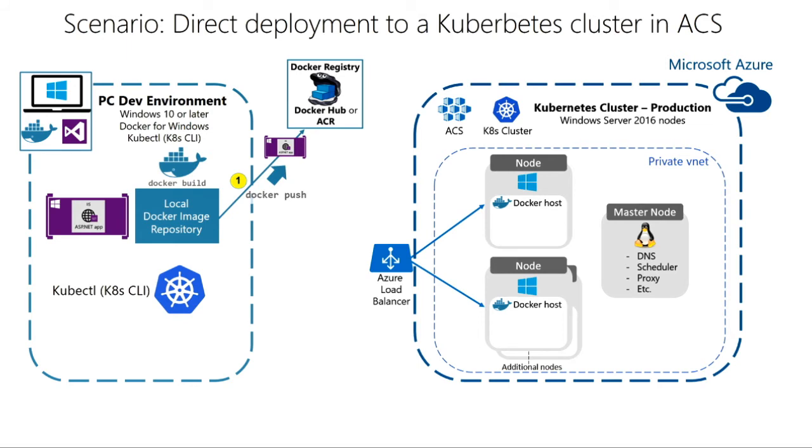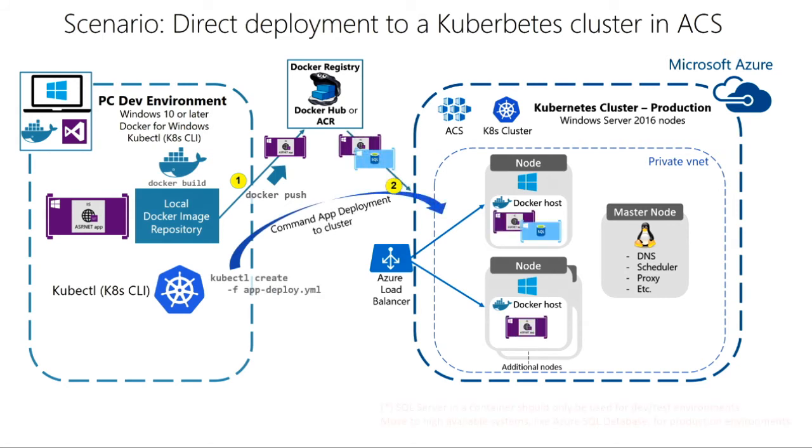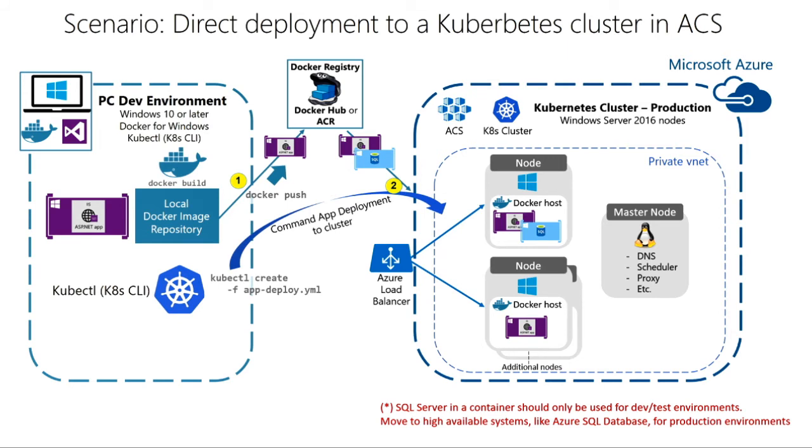In the case of Kubernetes, the master node is always Linux, and then the nodes where you deploy your containers could be Linux or Windows. In this case, because we are deploying Windows containers, it's got to be Windows, right? Then if you want to deploy manually from your development machine to the cluster, you use the command you see in there, kubectl create, and provide the metadata that Kubernetes needs to deploy that application.